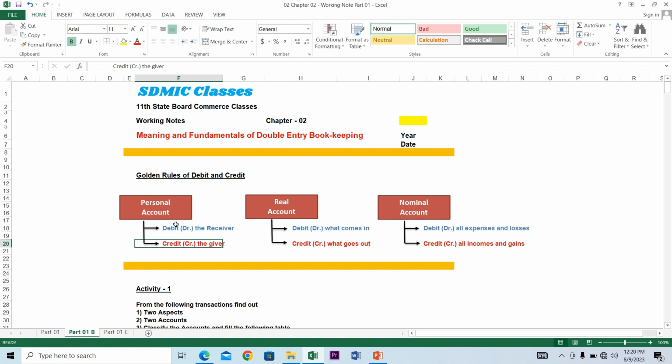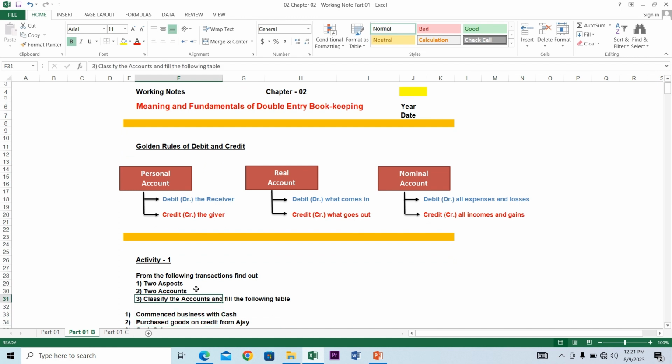So under personal account, I explained this very well in the last class. So now you have to practice it. Again I am explaining just for your better understanding. Okay, now we will come into the activity. If you don't understand now, just refer to the previous class again, unless and until you get a good and thorough knowledge. Okay, so these are the basic things. So the base should be strong.